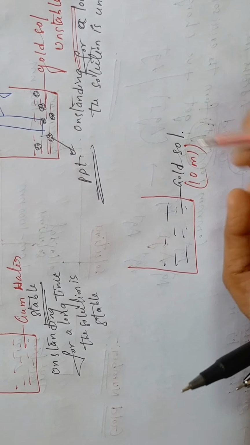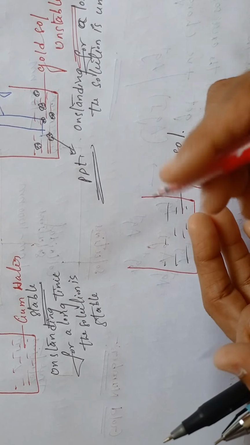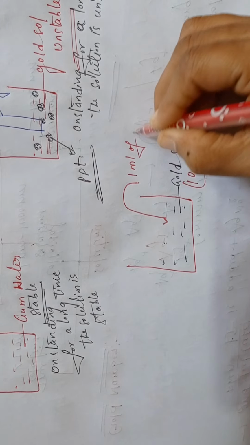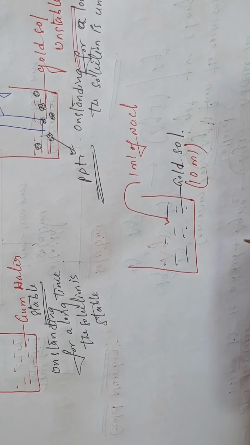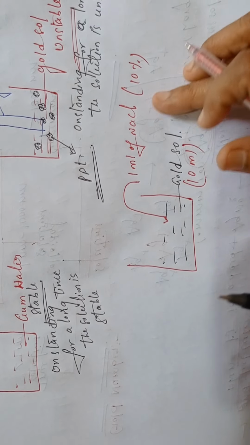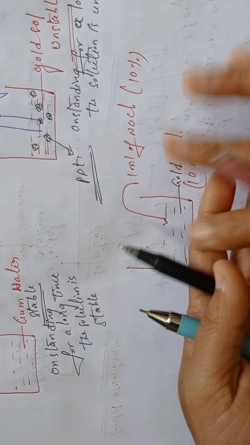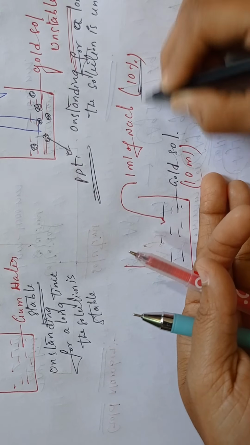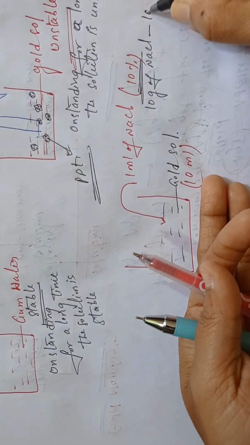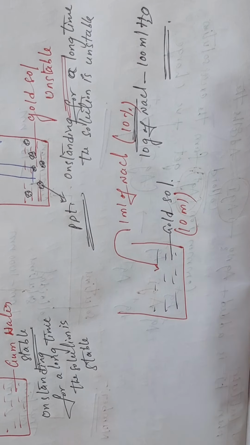Okay, now 10 ml gold sol when we are taking here, to this gold sol we are adding 1 ml of NaCl solution. Okay, now it is 10% NaCl solution, students. Just 1 ml you are adding. 10% is nothing but what, students? 10% means 10 grams of NaCl is present in 100 ml of water. Are you clear?